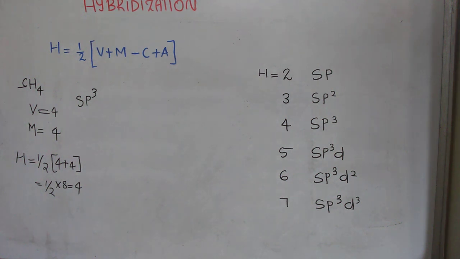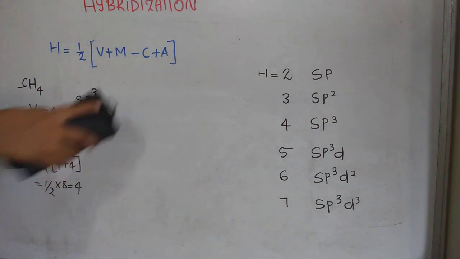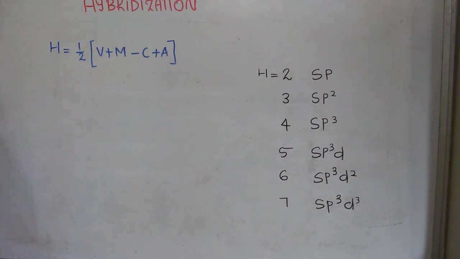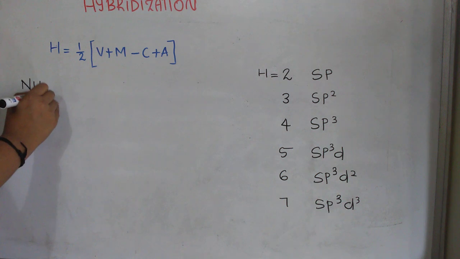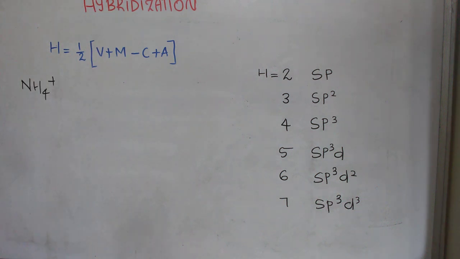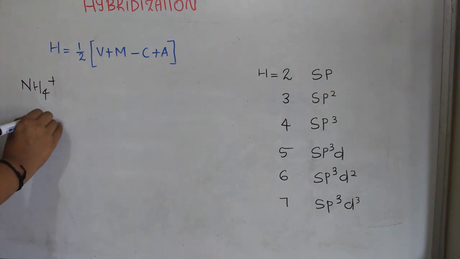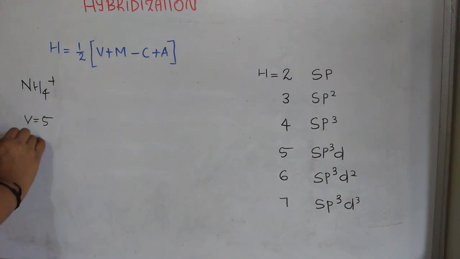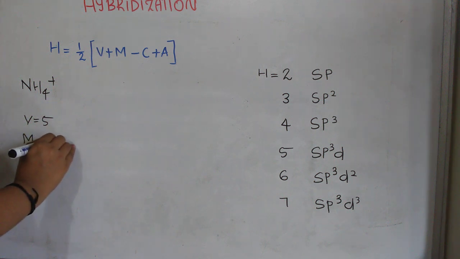Next we will be considering another example which is having a charge, so that it will be more clear to you. The example that we can consider here will be NH4+. Here also the first thing, what will be the central atom? The central atom will be nitrogen. Now nitrogen is the central atom, so we will have valence electrons as 5, because the number of valence electrons of nitrogen is equal to 5. Now how many monovalent atoms are attached to it? 4 monovalent atoms. So M will be equal to 4.